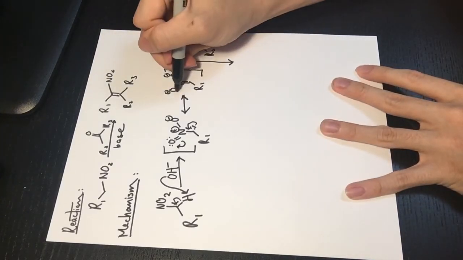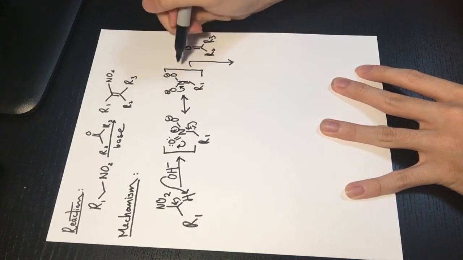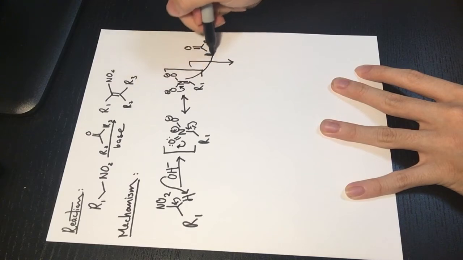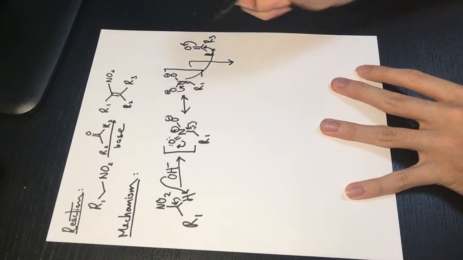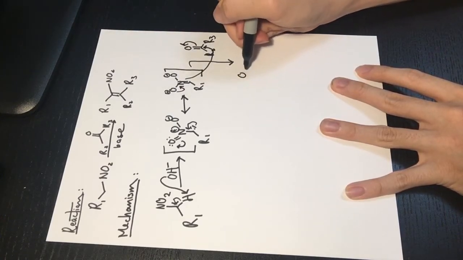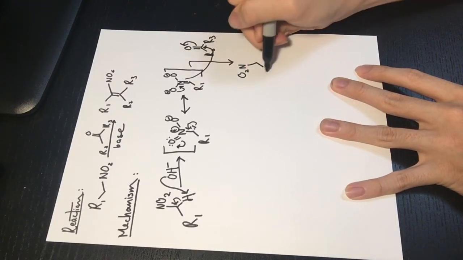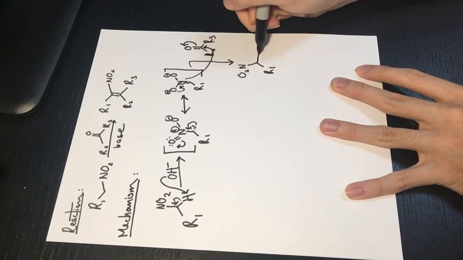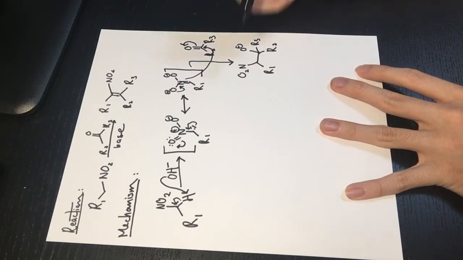So our electrons on this O are going to come back down to make a double bond, and this double bond here is going to react with this carbon, and this double bond is going to go up to the O, and we're going to create something like this, and what we formed is an alkoxide.